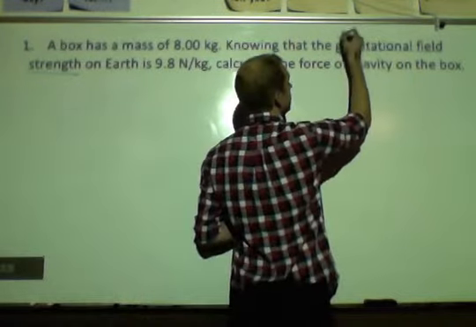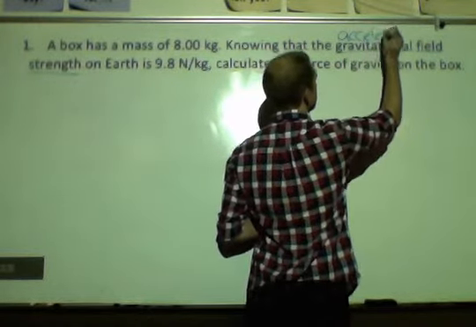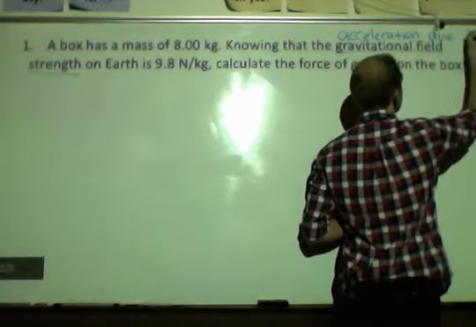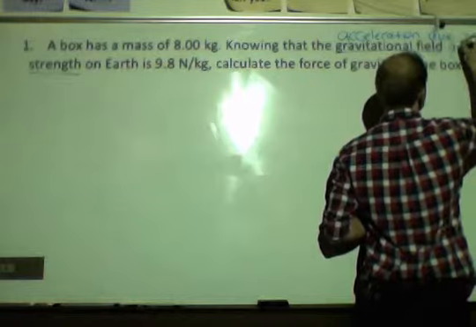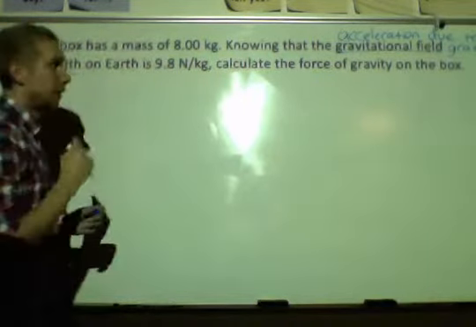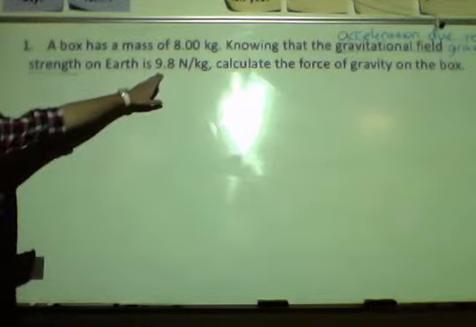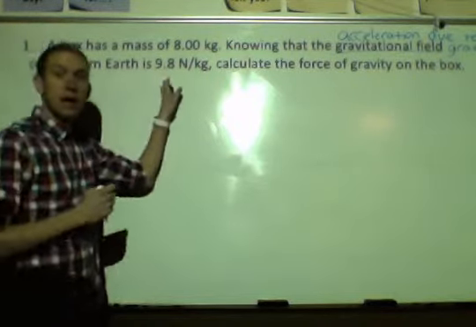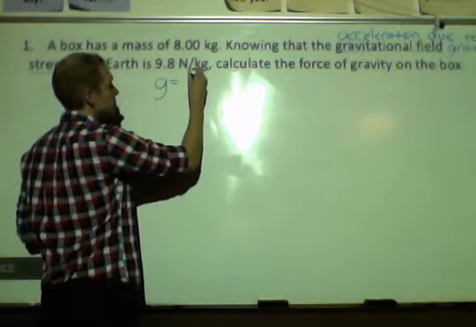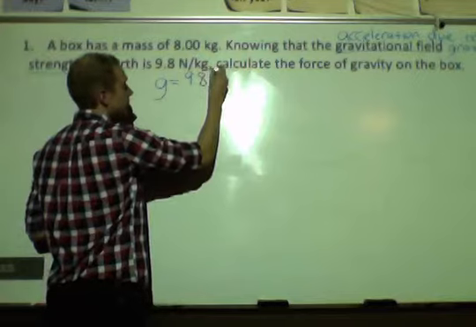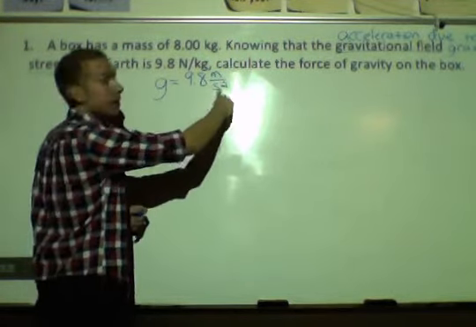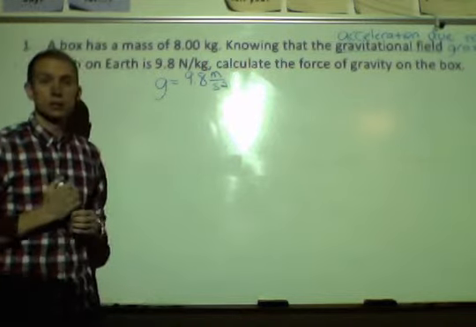the acceleration due to gravity. Alright, so you might see it written as 9.8 newtons per kilogram. However, I'll usually write it as g is equal to 9.8 meters per second squared, since meters per second squared is the unit for acceleration.